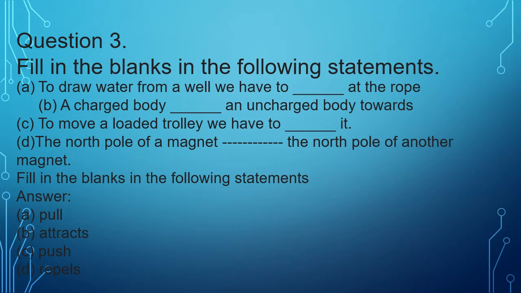Dear children, let us move on to the third question. Fill in the blanks in the following statements. The first one is, to draw water from a well, we have to pull at the rope. A charged body attracts an uncharged body towards it. The third is, to move a loaded trolley, we have to push it. Then the fourth is, the north pole of a magnet repels the north pole of another magnet. That means like poles of magnets repel each other, so the north pole of a magnet repels the north pole of another magnet.